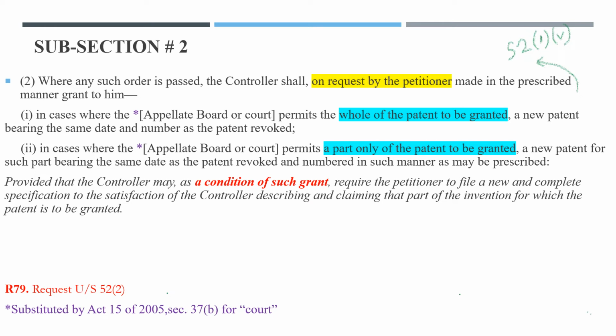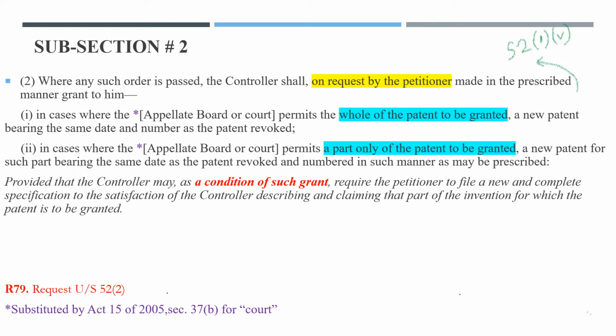Clause 2. In cases where the appellate board or court permits a part only of the patent to be granted, a new patent for such part bearing the same date as the patent revoked and numbered in such manner as may be prescribed, provided that the controller may, as a condition of such grant, require the petitioner to file a new and complete specification to the satisfaction of the controller describing and claiming that part of the invention for which the patent is to be granted.